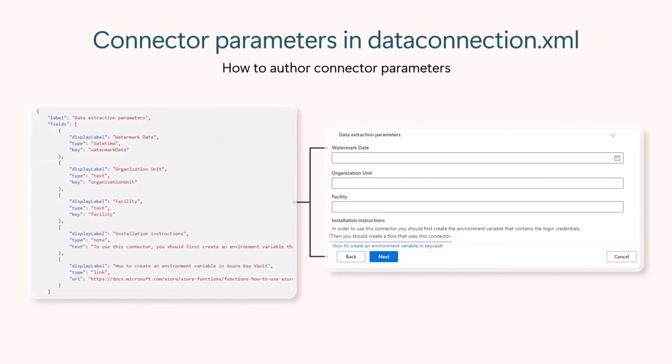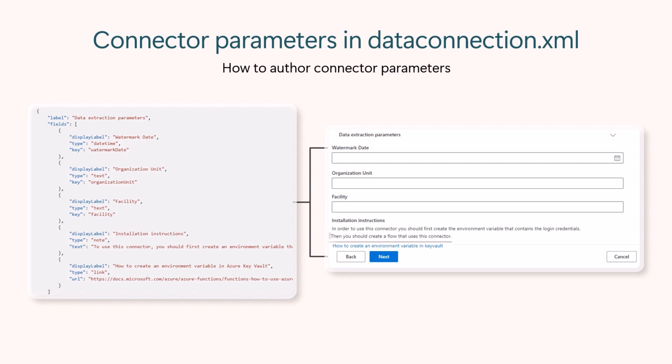Next, let's dive into the connector parameters in the data connection.xml file. Understanding how to author these parameters is crucial for defining the connections and ensuring smooth data ingestion. The data connection.xml file serves as the blueprint for your custom connector, outlining the necessary parameters and configurations required to establish a connection between your data source and Microsoft Sustainability Manager.